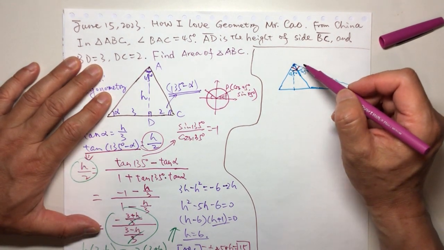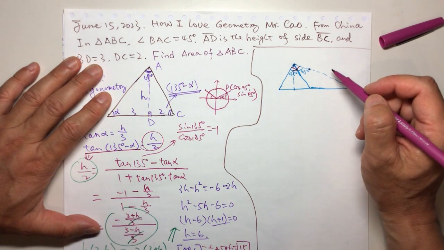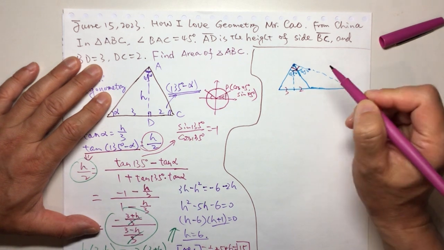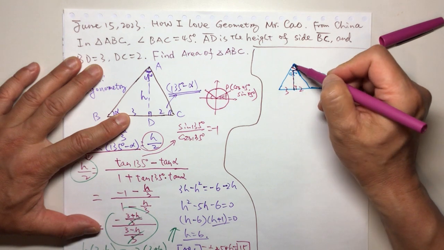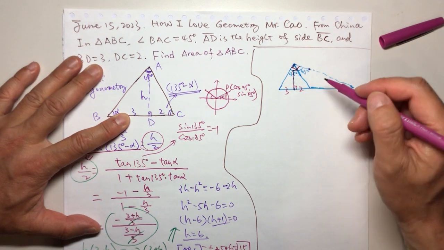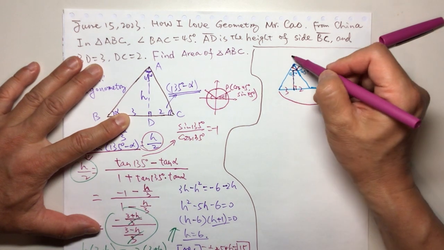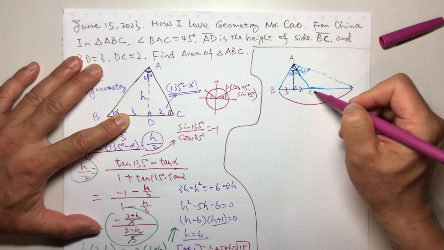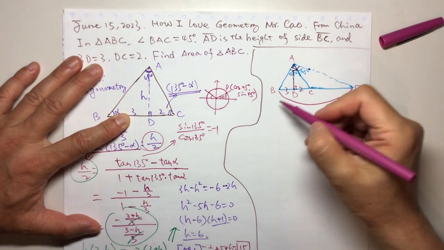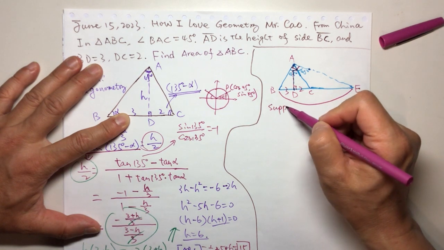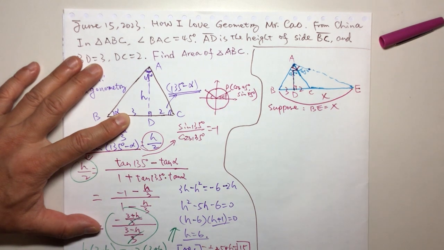So we can use the angle bisector theorem, right? So here is 3, here is 2. And we know this is the height. So first, let us suppose here is A, here is B, here is C, here is D, here is E, and let us suppose BE equals x. Okay.